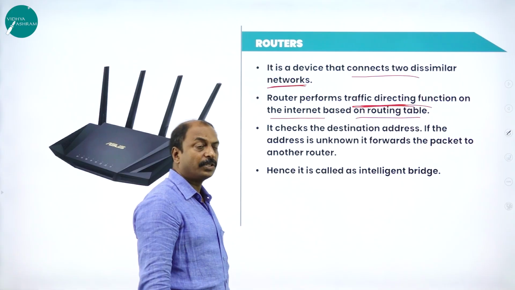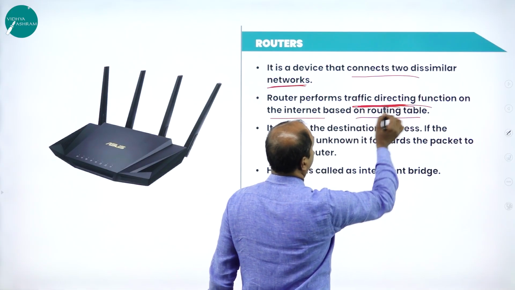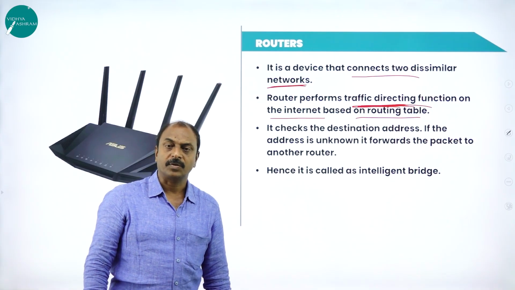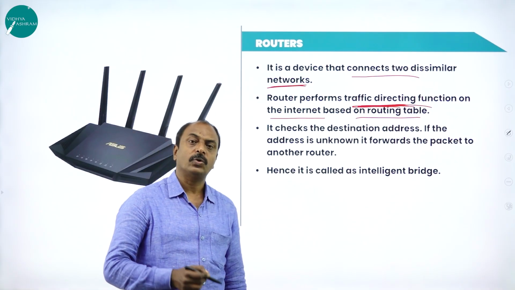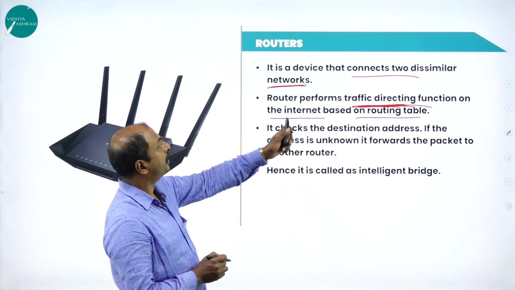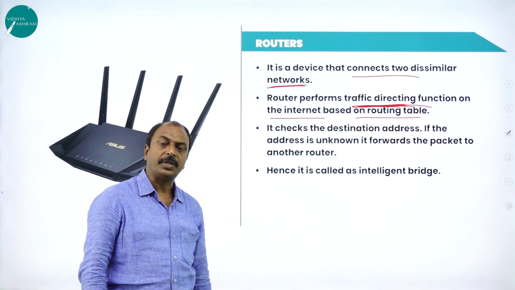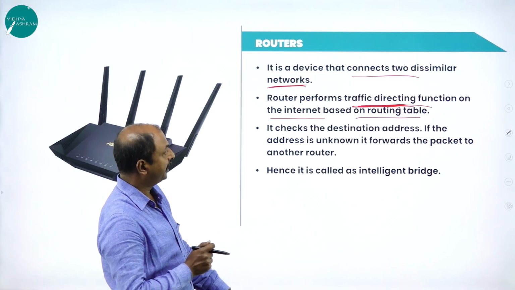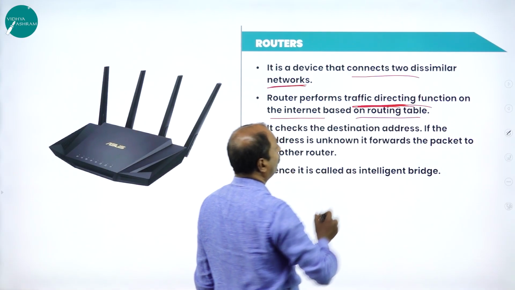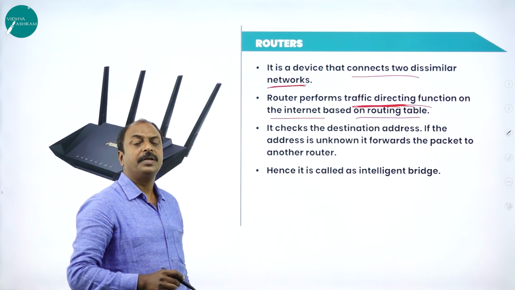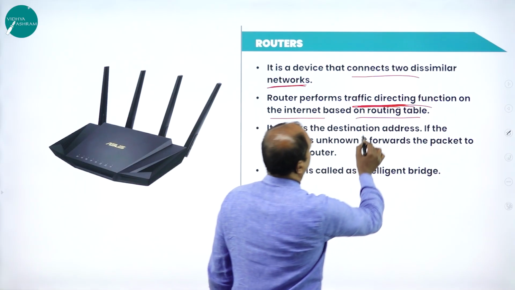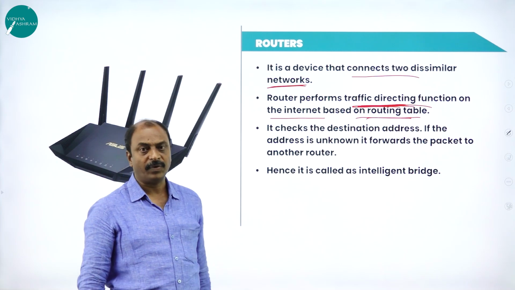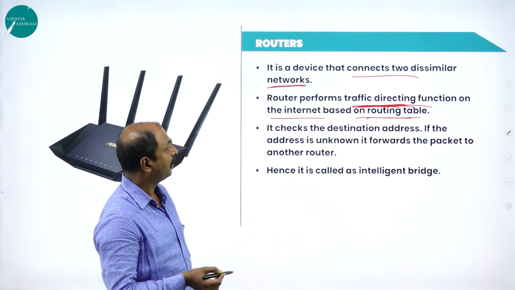So one of the functions of a router is traffic directing. What is the meaning of that? If there are more than one path between the host and destination, the router is a device that is going to pick out the best path between the host and destination. That is the meaning of the traffic directing function, and it is possible because of the routing table it maintains within this device. So that is the function of traffic directing.